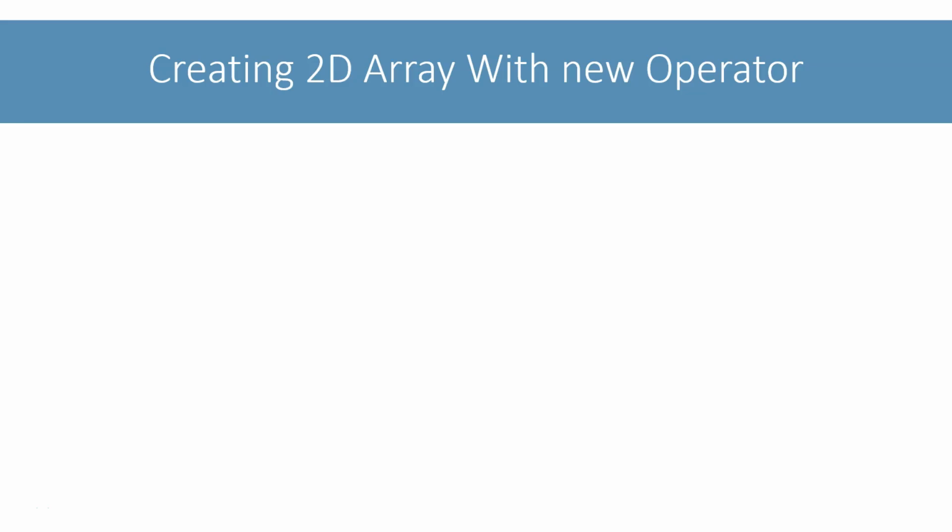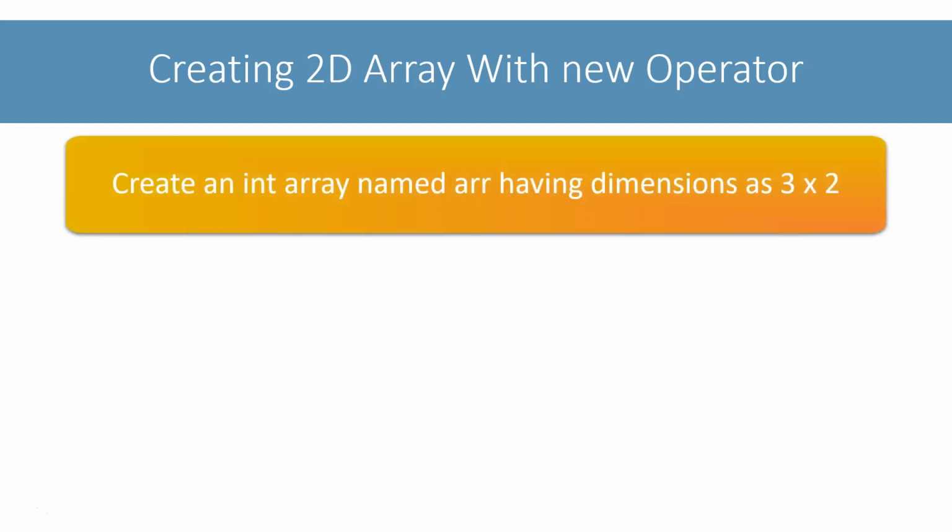In this lesson, we will see how to use the new operator to create a double-dimensional array. Let's say I want to create an int array of dimensions 3 by 2 and I want to name it ARR. First, I will declare a double-dimensional array variable like this. Then, I will create the array with the new operator like this.